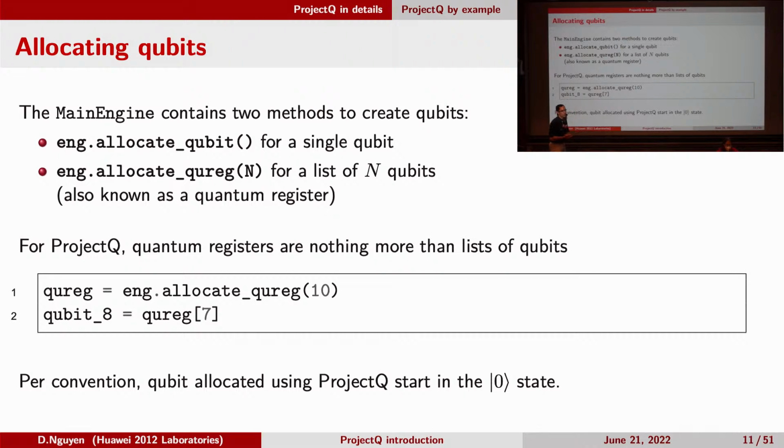Allocating a qubit is easy. You basically call the allocate qubit method. If you want to allocate more than one qubit, then either you call allocate qubit more than once, or you can just call allocate qureg, which essentially does this for you. As far as Project Q is concerned, a quantum register is just a list of qubits, nothing more, nothing less. So if you know how to use a Python list, you know how to use a quantum register in Project Q. I should also mention, if at any point you have questions or something that's not clear, just let me know.